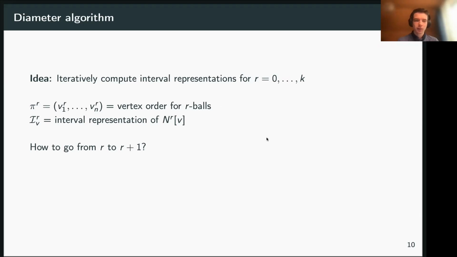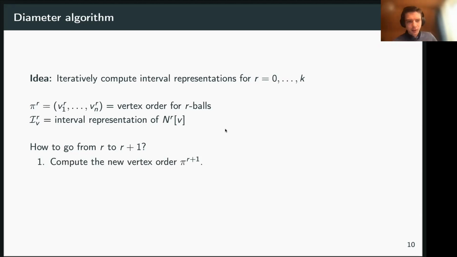So suppose we have this encoding of R-balls. So we have this vertex order and interval representation, and we want to take each ball and grow it by 1, increase its size by 1. And how to do that efficiently? We want to operate on the input in compressed form, the interval representation, and we want to output it in compressed form as well. We want to do it in subquadratic complexity.